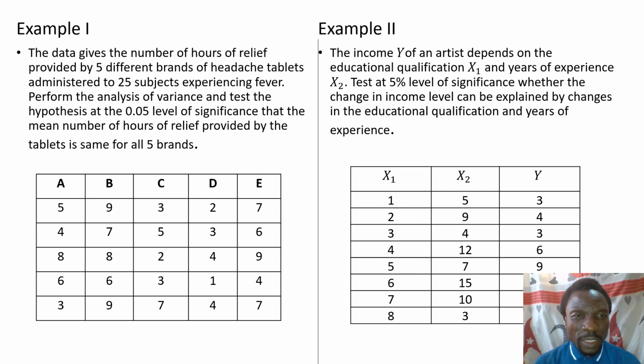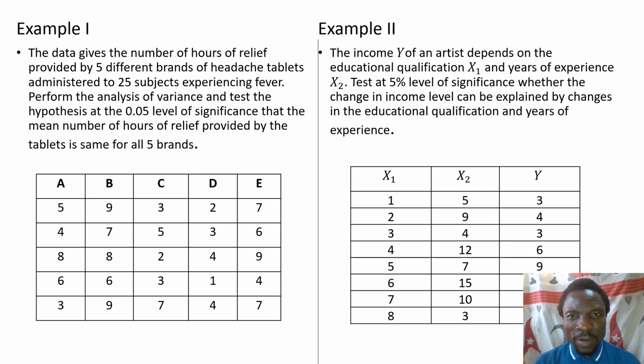Now, we'll consider two examples that can help us understand these two different uses. Example one: the data gives the number of hours of relief provided by 5 different brands of headache tablets administered to 25 subjects experiencing fever. So we want to perform analysis of variance and test the hypothesis at 5% level of significance that the mean number of hours of relief provided by these tablets is the same for all the 5 brands.